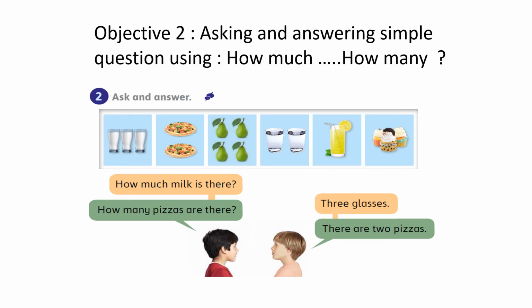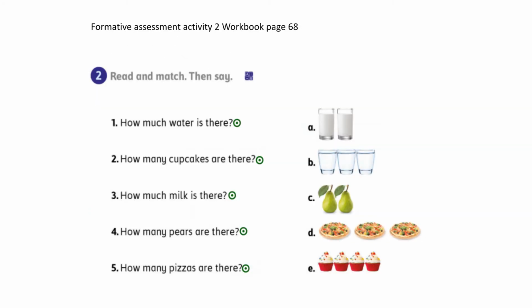Now we come to objective number 2, which is to ask and answer some simple questions. يعني عايزك تعمل أسئلة بهذا الشكل. How much milk is there? How many pizza are there? طبعا لما نسأل how much milk is there الجواب 3 glasses. How many pizza are there? There are 2 pizza. Okay.